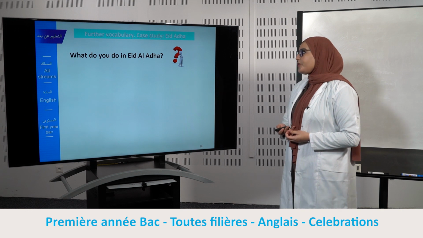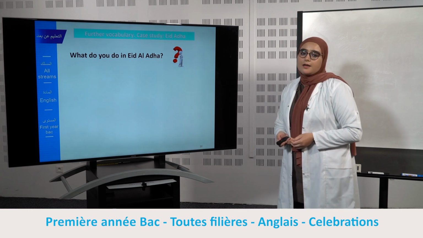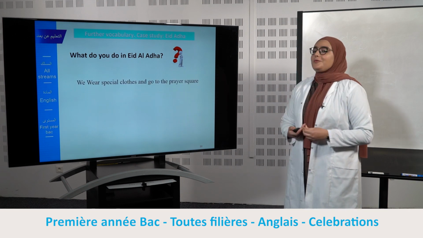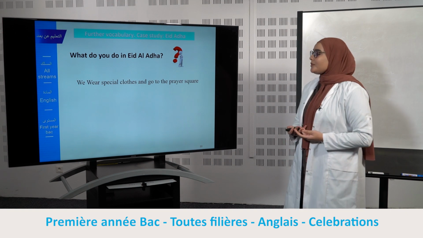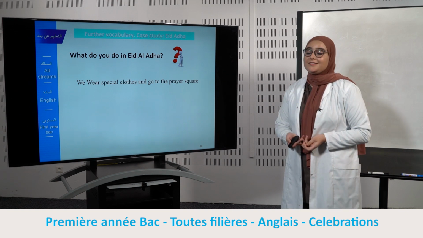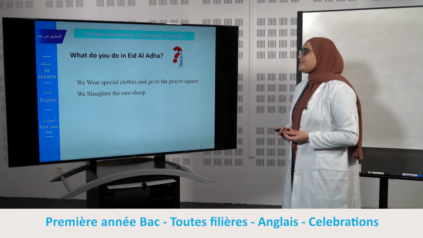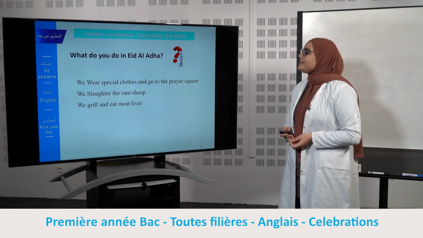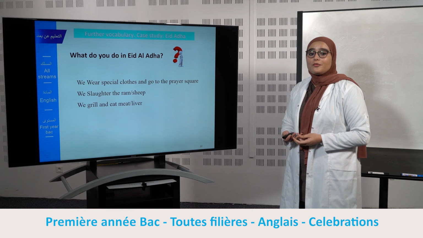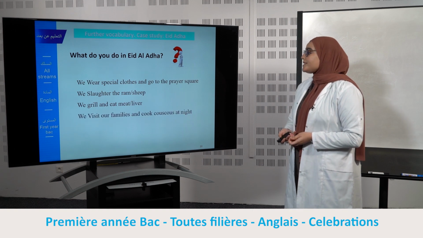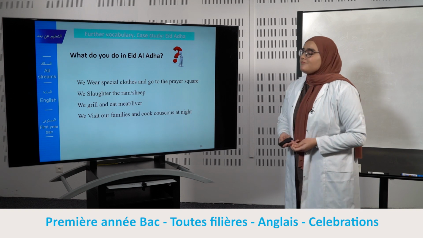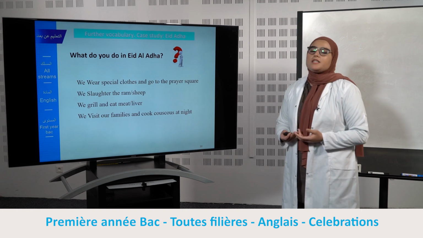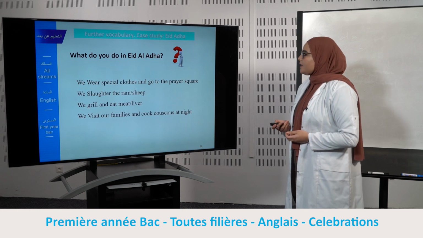Okay, now for further vocabulary, we have a case study, which is Eid al-Adha. What do we do in Eid al-Adha? Of course, first of all, we wear special clothes, new clothes, and we go to the prayer square, l'msalla. And then men slaughter the ram or the sheep, and then grill and eat meat or liver, okay? There is special food in Eid al-Adha. Then we visit our families and cook couscous at night, okay? So these are some activities that we do during Eid Day, Eid al-Adha.